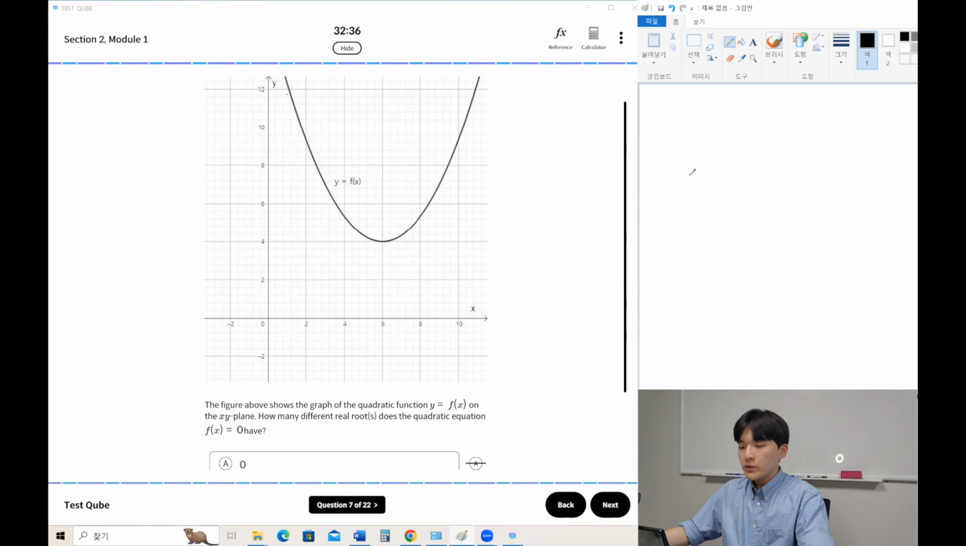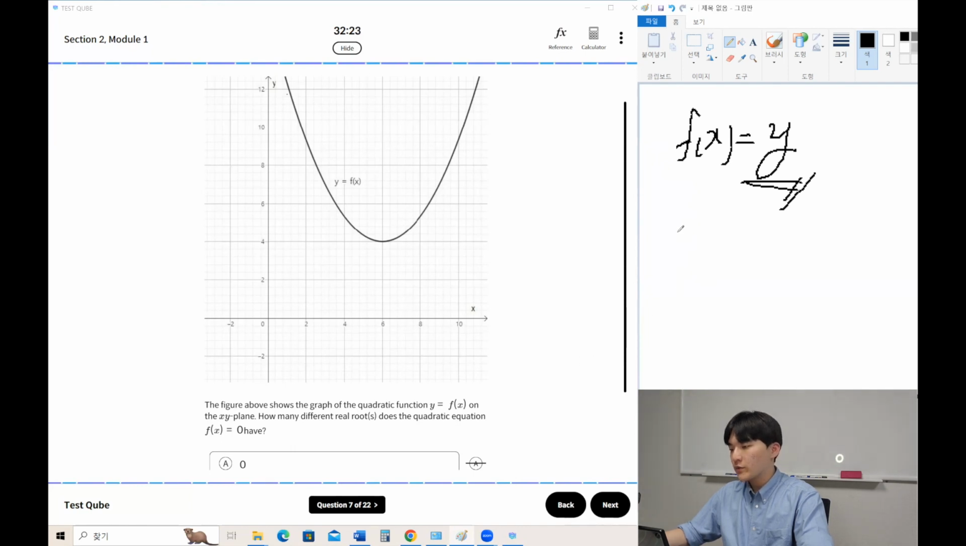So we need to understand what f(x) is equal to 0 means. f(x), another way of saying it, is just the y value, okay? That's one way to see it. And so f(x) is equal to 0 is another way of saying when does the graph have y value equal to 0.